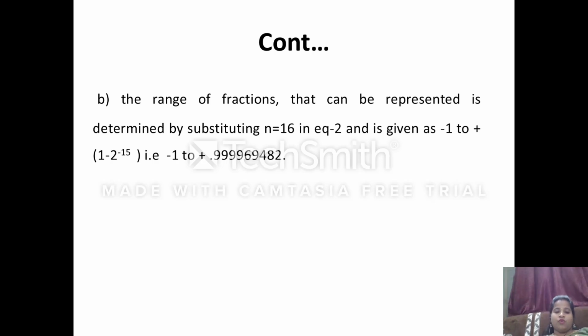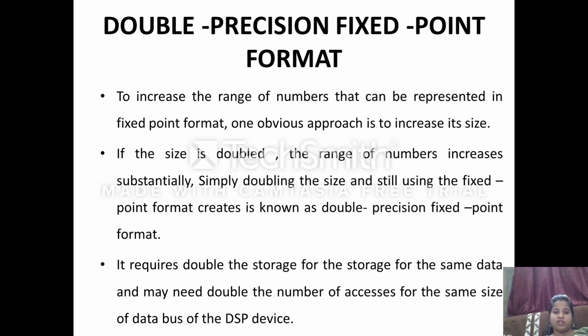to positive 32,767. The range of fractions can be determined by substituting n equal to 16 in equation 2, which gives minus 1 to plus 1 minus 2 power of minus 15, that is, minus 1 to plus 0.999969. So this is about the fixed point representation.